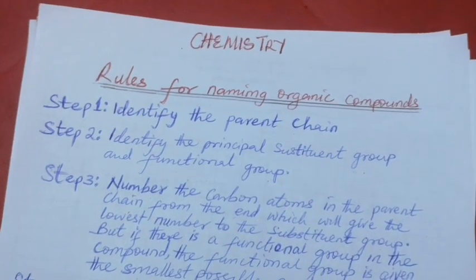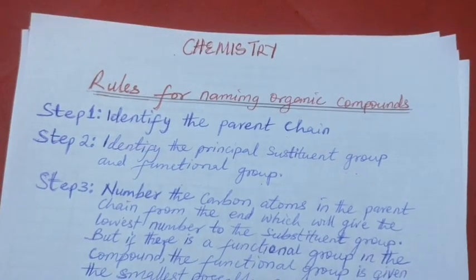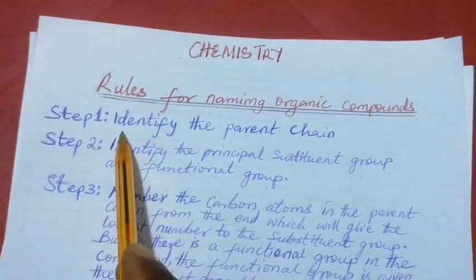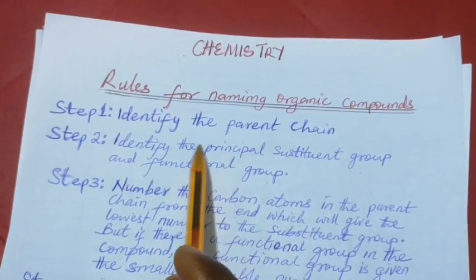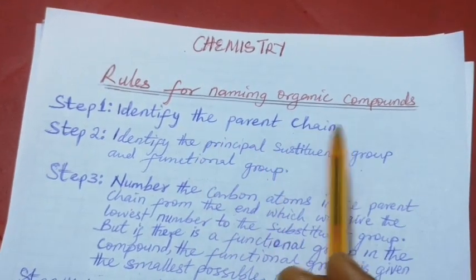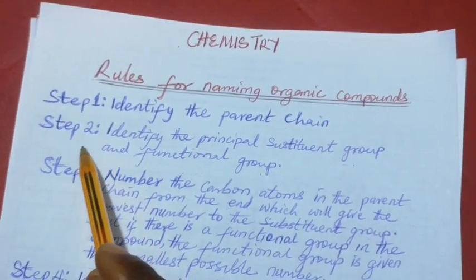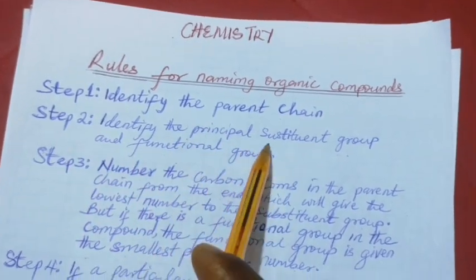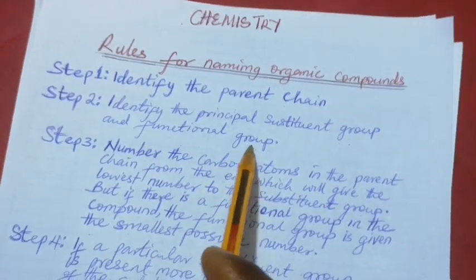Okay, let's look at rules for naming organic compounds. We have the first one: identify the parent chain. Actually, the parent chain is the chain with the longest continuous carbon, okay? Now, the second one is identify the principal substituent group and functional group.